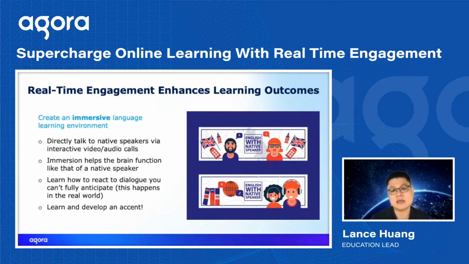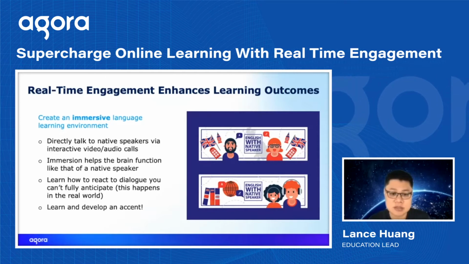And in online learning scenarios, students often have chances to directly talk to native speakers, learn an authentic way of speaking, or even develop an accent, which can hardly be achieved from learning from a bot. And it's hard to imagine anyone mastering public speaking skills or gaining fluency by chatting with a bot instead of human beings.